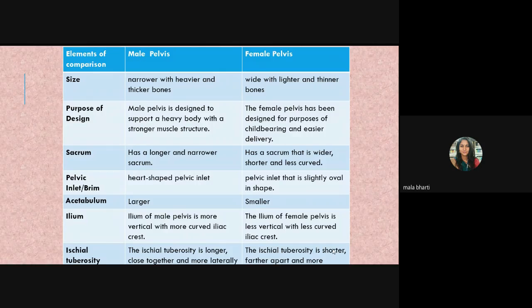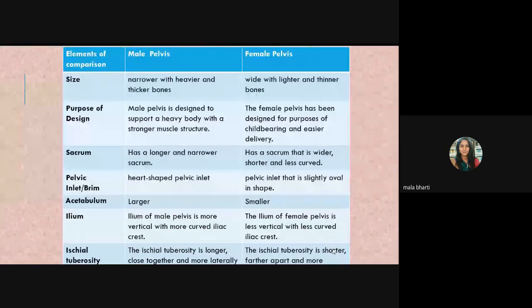So when we get to the pictures, you will understand better how the structure of the pelvis is in a manner that it can support the development of the fetus, and at the same time allow for easy delivery. Second is the sacrum. The sacrum is one of the parts of the pelvis, and it is longer in male, whereas it is wider in female.